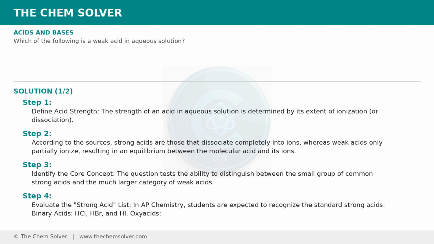Identify the core concept. The question tests the ability to distinguish between the small group of common strong acids and the much larger category of weak acids. Evaluate this strong acid list.